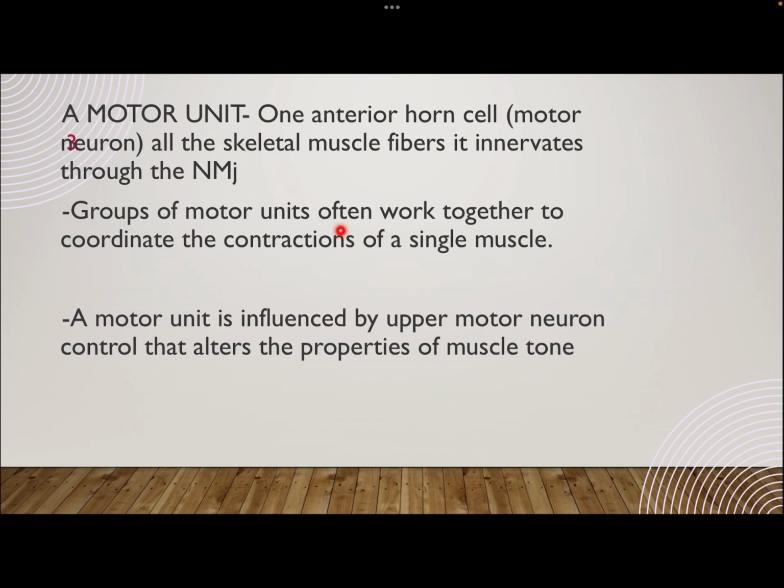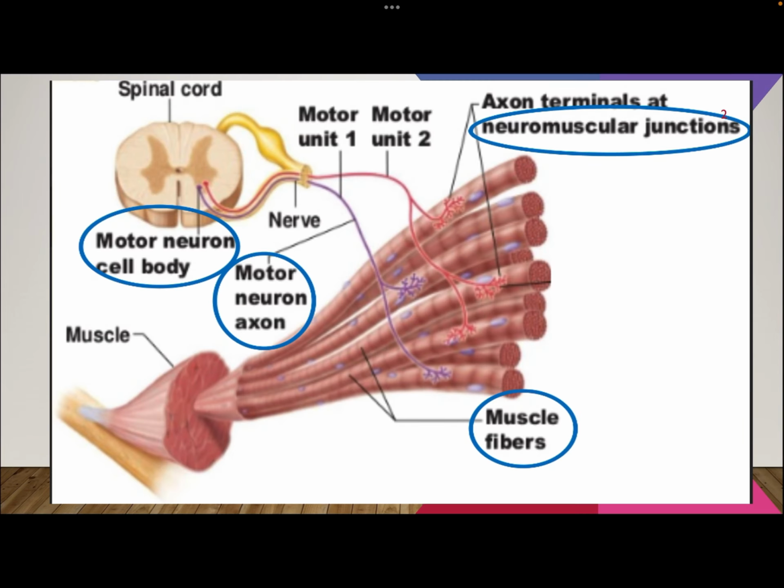So a group of motor units often work together to coordinate the contraction of a single muscle. A motor unit is influenced by upper motor neuron that controls and alters the property of the muscle tone. So the upper motor neuron is here. So they send the signal and that causes the contraction of the muscle fiber.